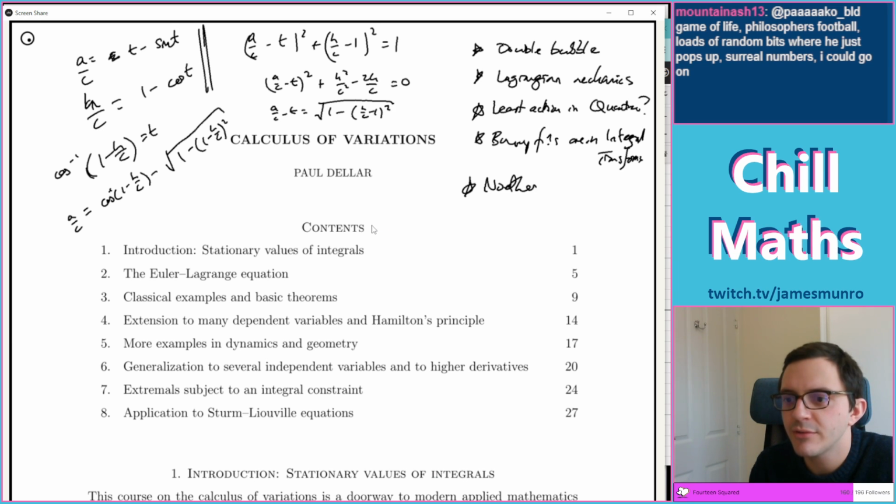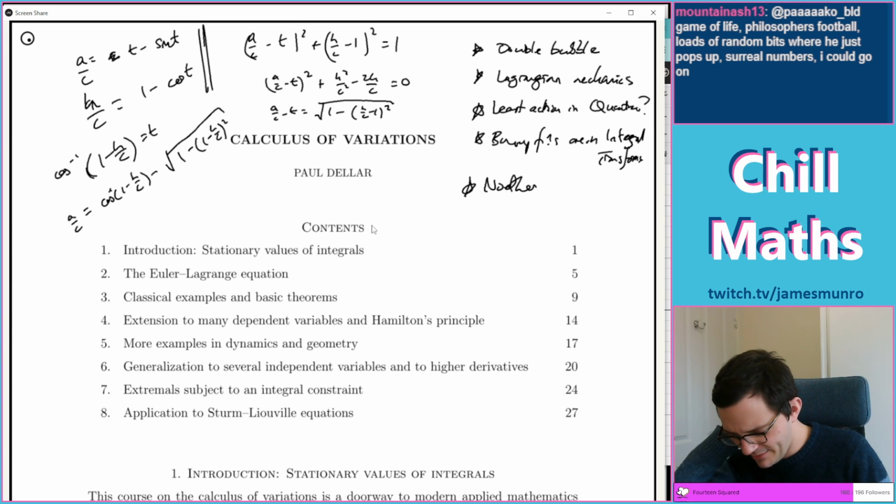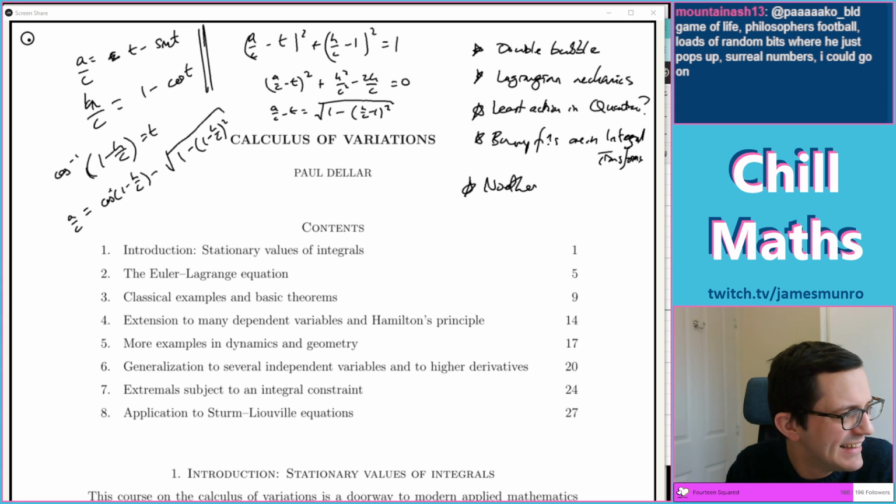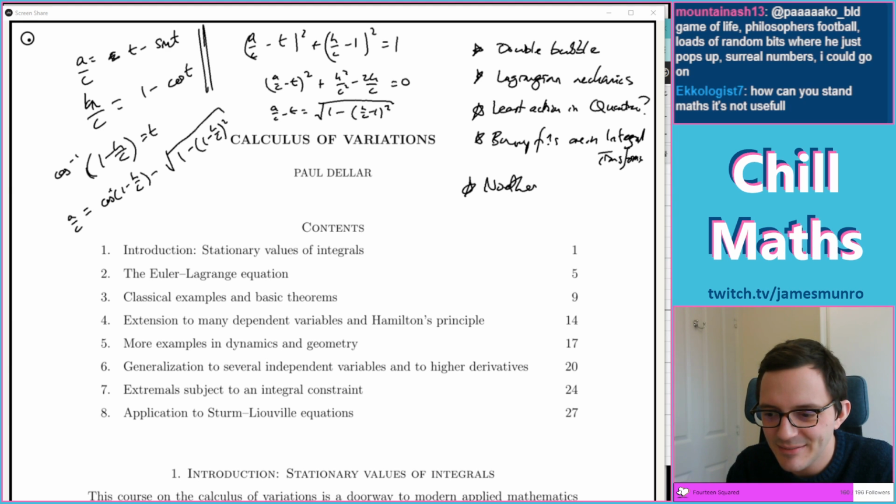Oh, who's Mountain Ash talking about? Oh, John Conway. Yeah. What did John Conway do with Philosopher's Football? I don't know what that's a reference to. Mountain Ash.